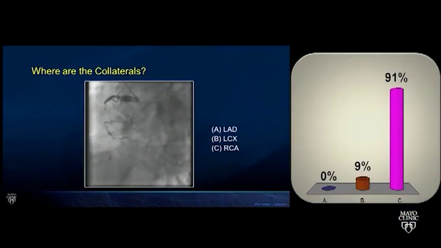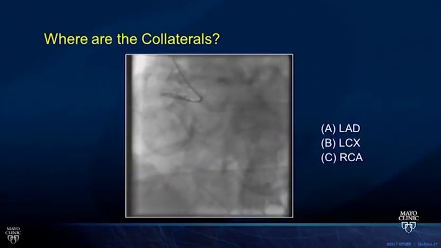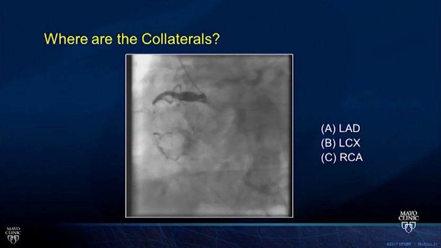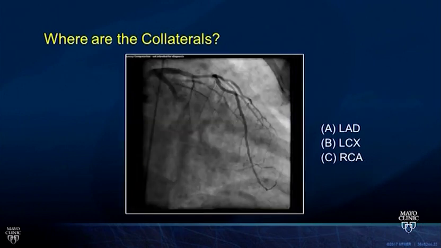Good. So these are collaterals from the proximal right coronary to the mid and distal right coronary artery. So you have a chronic occlusion in the mid-right coronary. Most of you got that. All right, here's a still frame. And keep in mind on the boards you can get either videos or still frames. That's why we have both of these in this presentation. Where are the collaterals going here? Go ahead and answer.